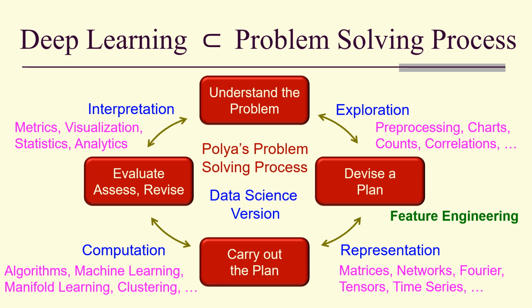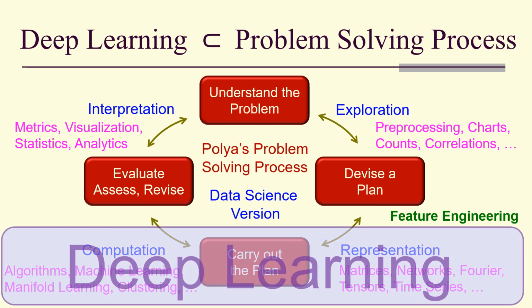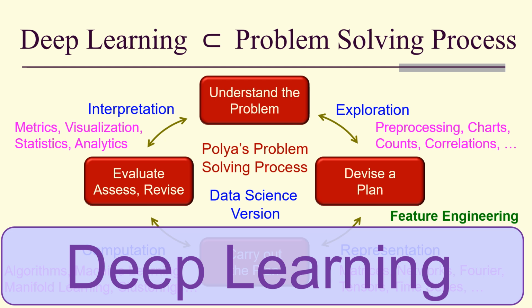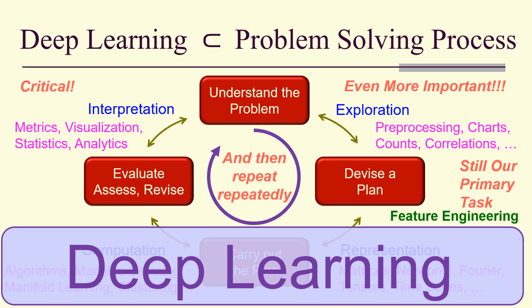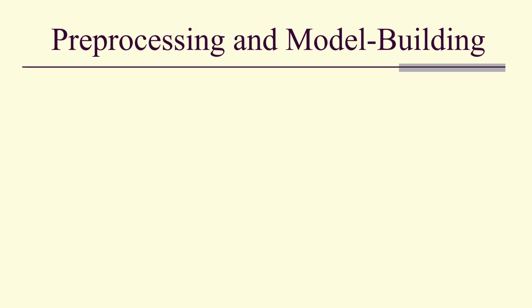So deep learning, however, is only a subset of our problem-solving process. As we saw, deep learning includes computation and representation, but we still have feature engineering, and pre-processing becomes even more important. Feature engineering is still our most important task. Interpretation is critical, and we repeat this process over and over and over, as we've seen in the past. So pre-processing and model building.